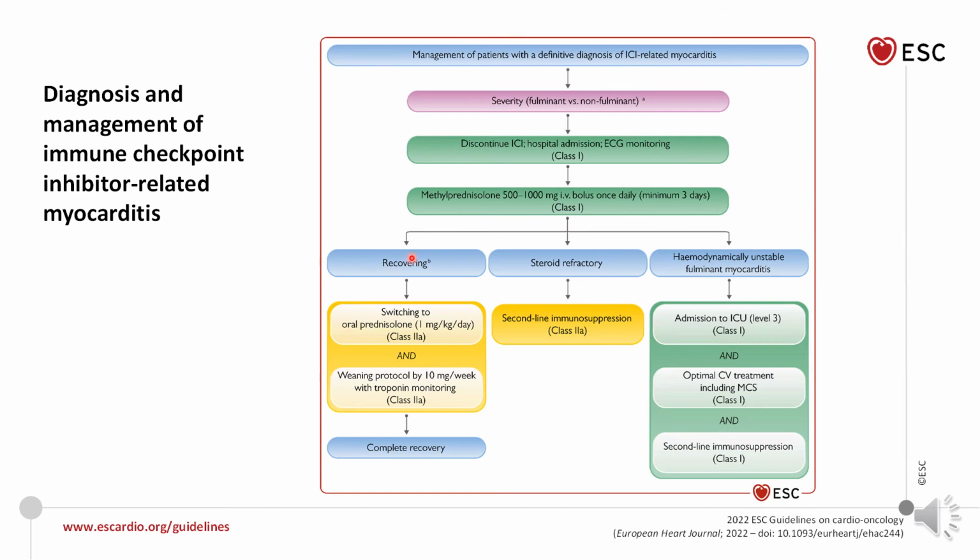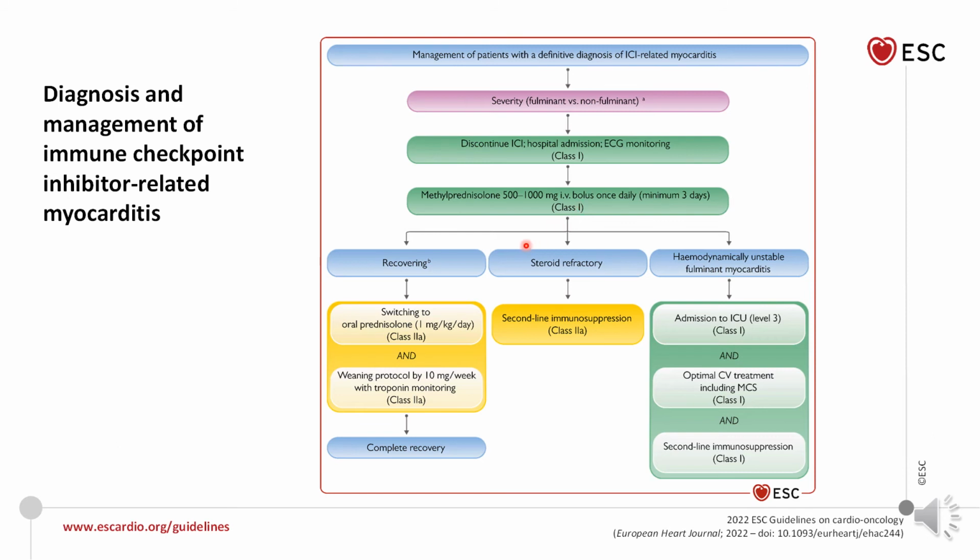Upon suspicion, a bolus or a pulse dose of steroid, methylprednisolone 500 to 1000, should be given for a minimum of 3 days while investigating this patient with ECG, echo, and biomarkers. If our patient is stable hemodynamically, the best diagnostic approach will be cardiac MRI. If our patient is unstable, then the next step will be endomyocardial biopsy.